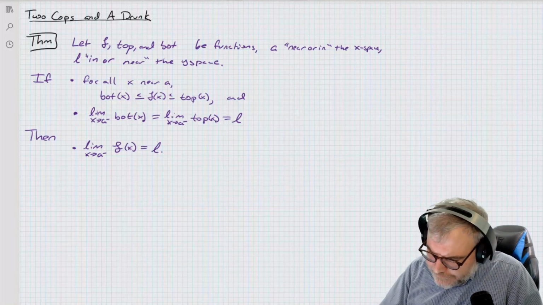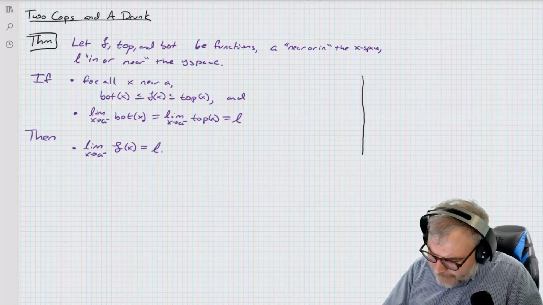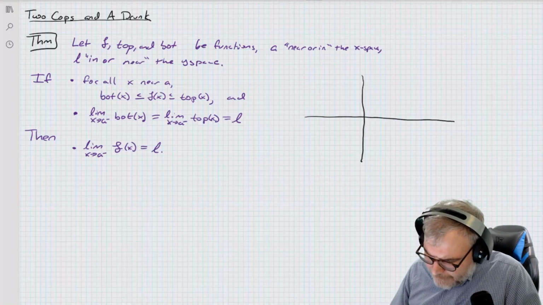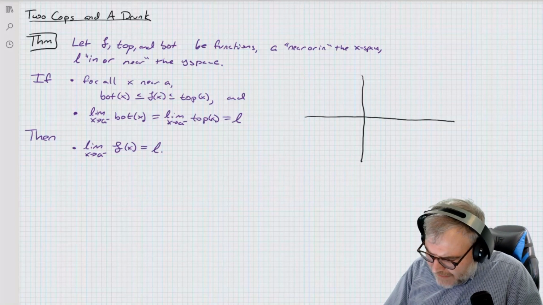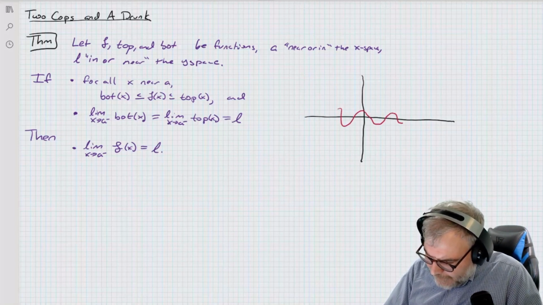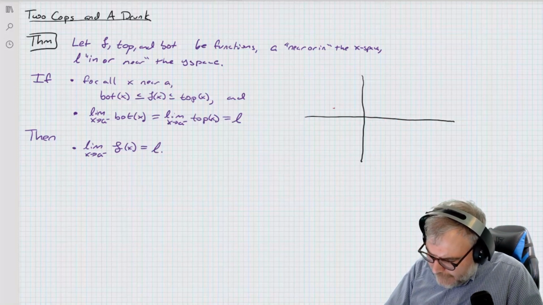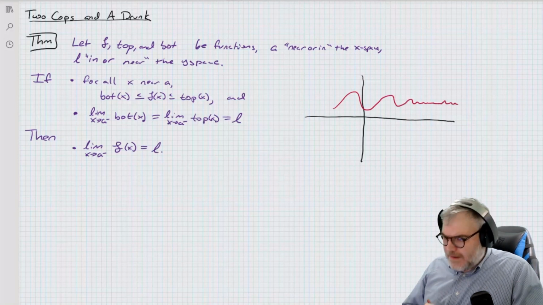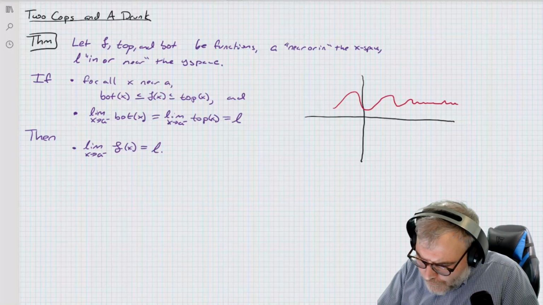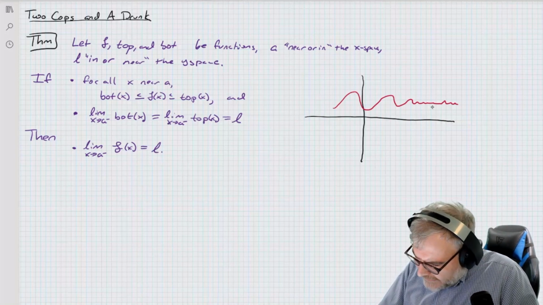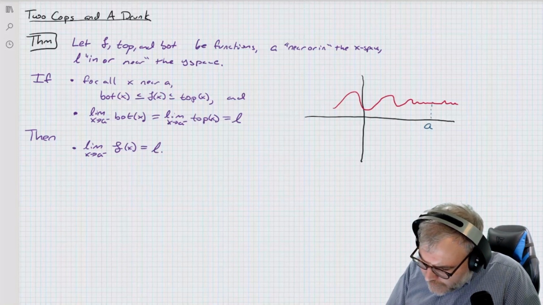Have a function f. And f is just kind of hanging around. Let me put f a little higher. All right. I have a point called A. And here's a point called L.